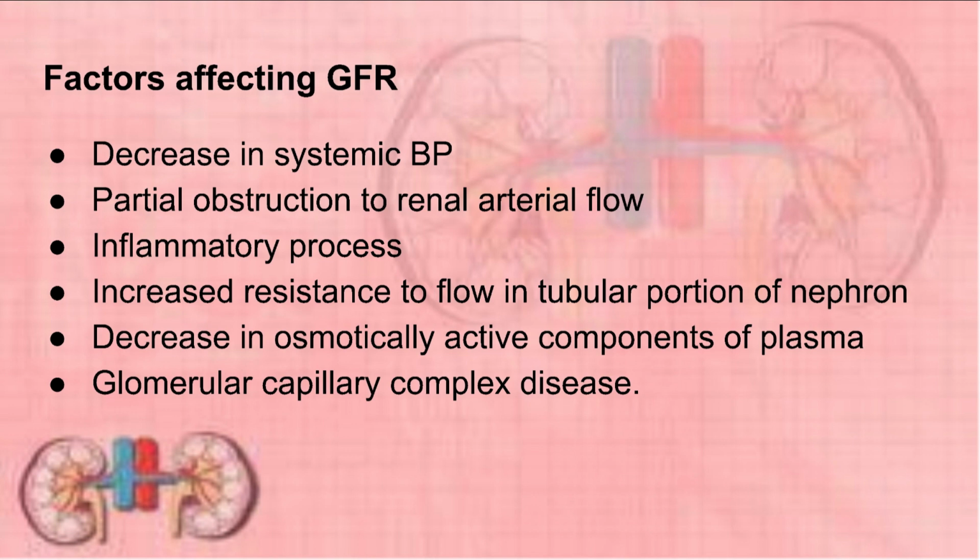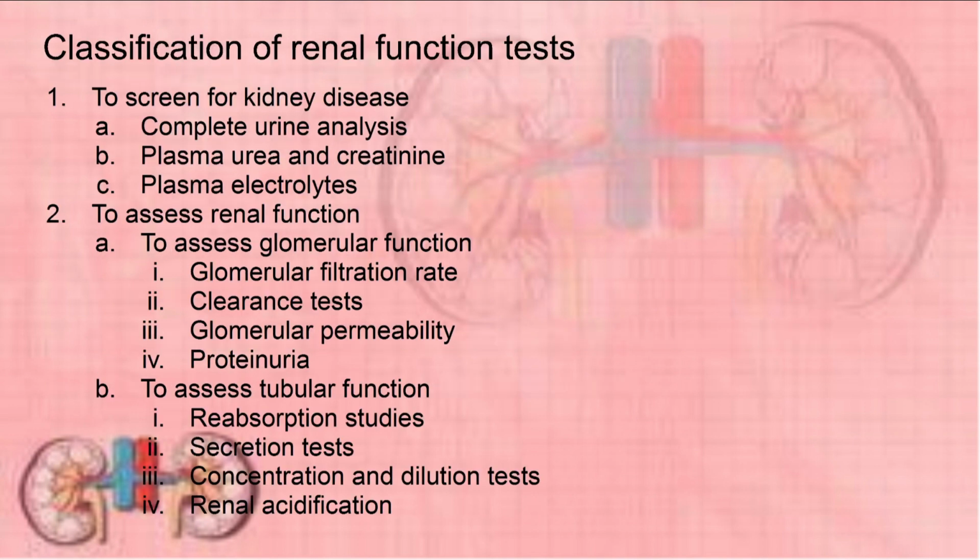Factors affecting glomerular filtration rate. Decrease in systemic BP. Partial obstruction to renal arterial flow. Inflammatory process. Increased resistance to flow in the tubular portion of the nephron. Decrease in osmotically active components of plasma. Glomerular capillary complex disease.